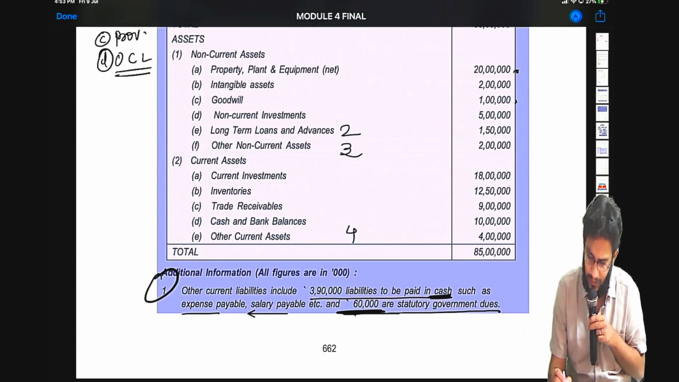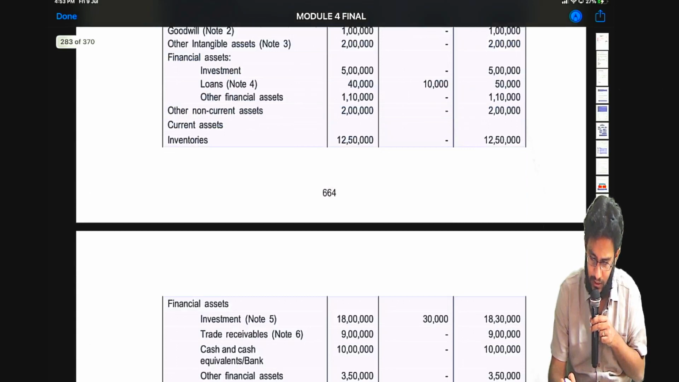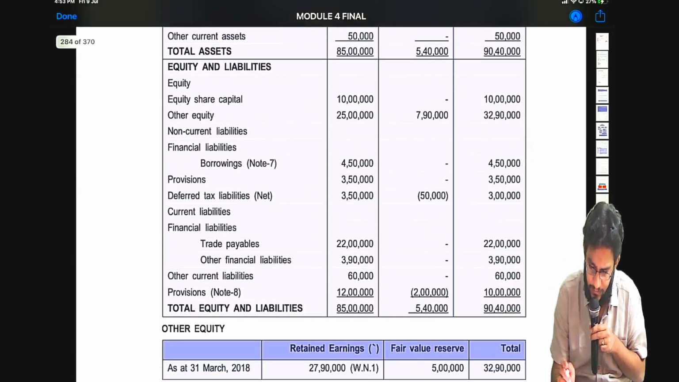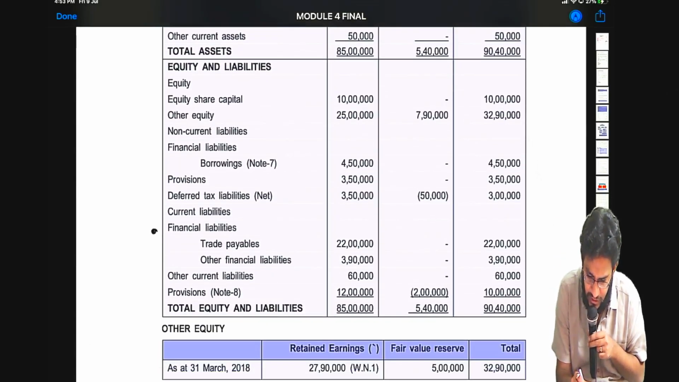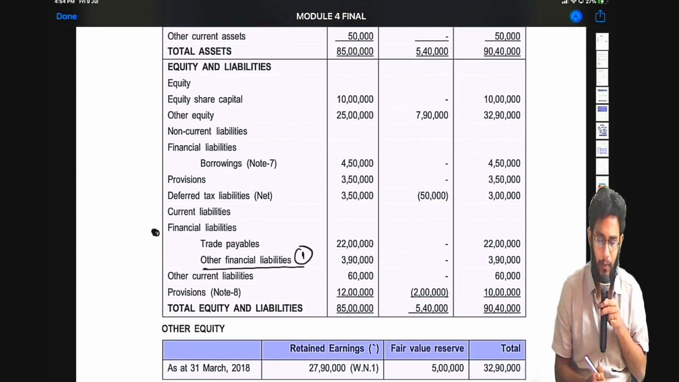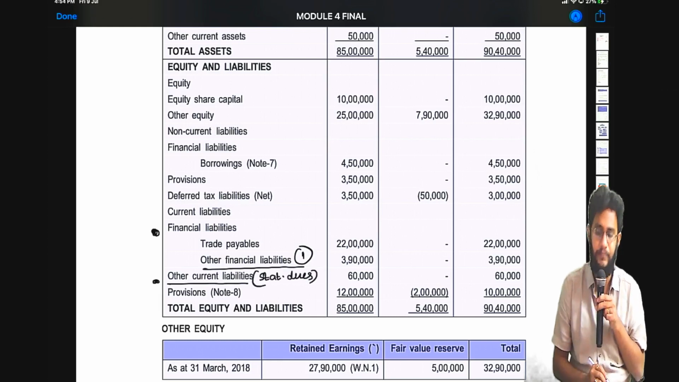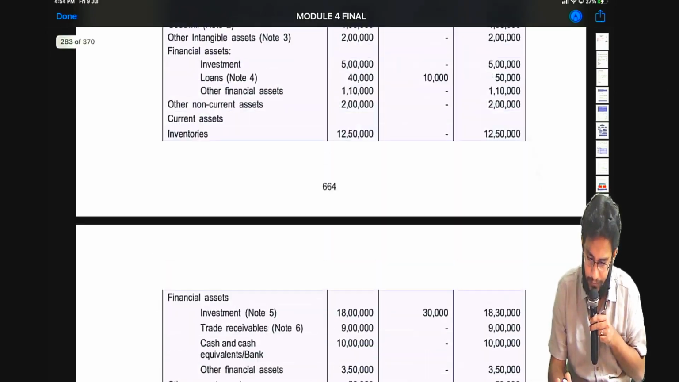So other current liabilities, what did we discuss? 390 will go into other financial liabilities. 60,000 will stay put in other current liabilities only. Look at the liabilities side. Financial liabilities heading, under that, other financial liabilities. This is your adjustment number 1. The other current liabilities, which are statutory dues, will sit there only. Okay, this is one point.